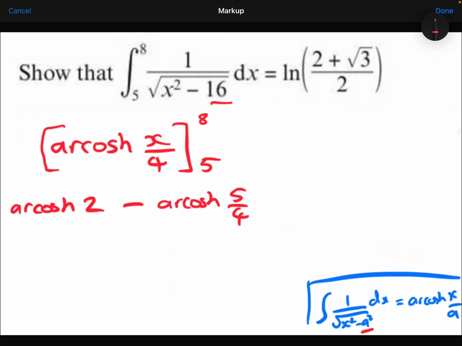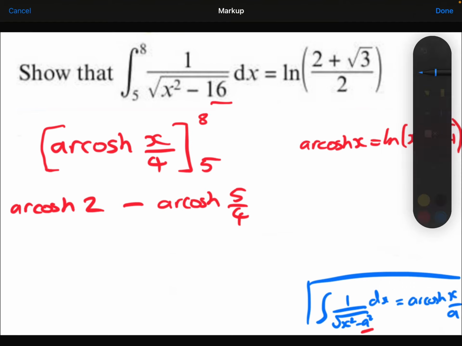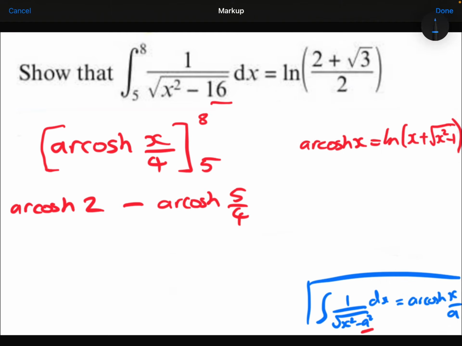Now remember the logarithmic definition of arcosh. We had arcosh x is equal to ln of x plus the square root of x squared minus 1. So for arcosh 2, if I substituted 2 here, I would get ln of 2 plus the square root of 2 squared minus 1, which is 3.